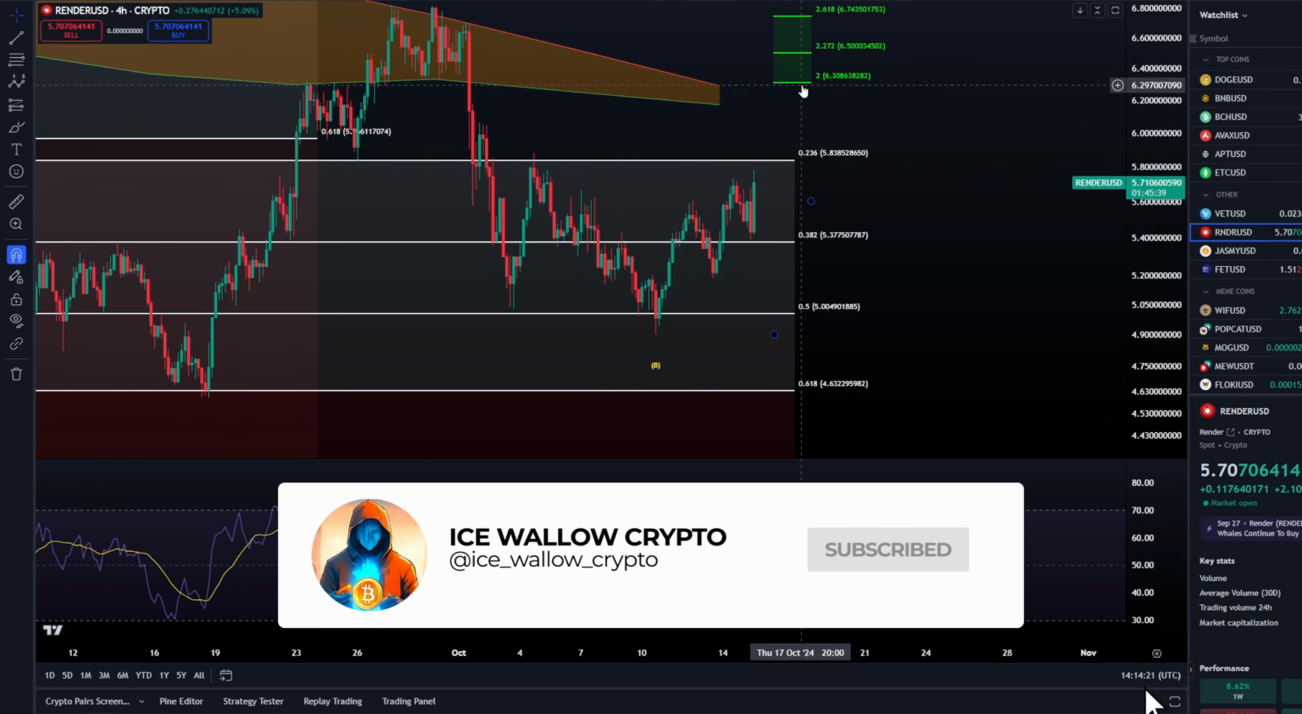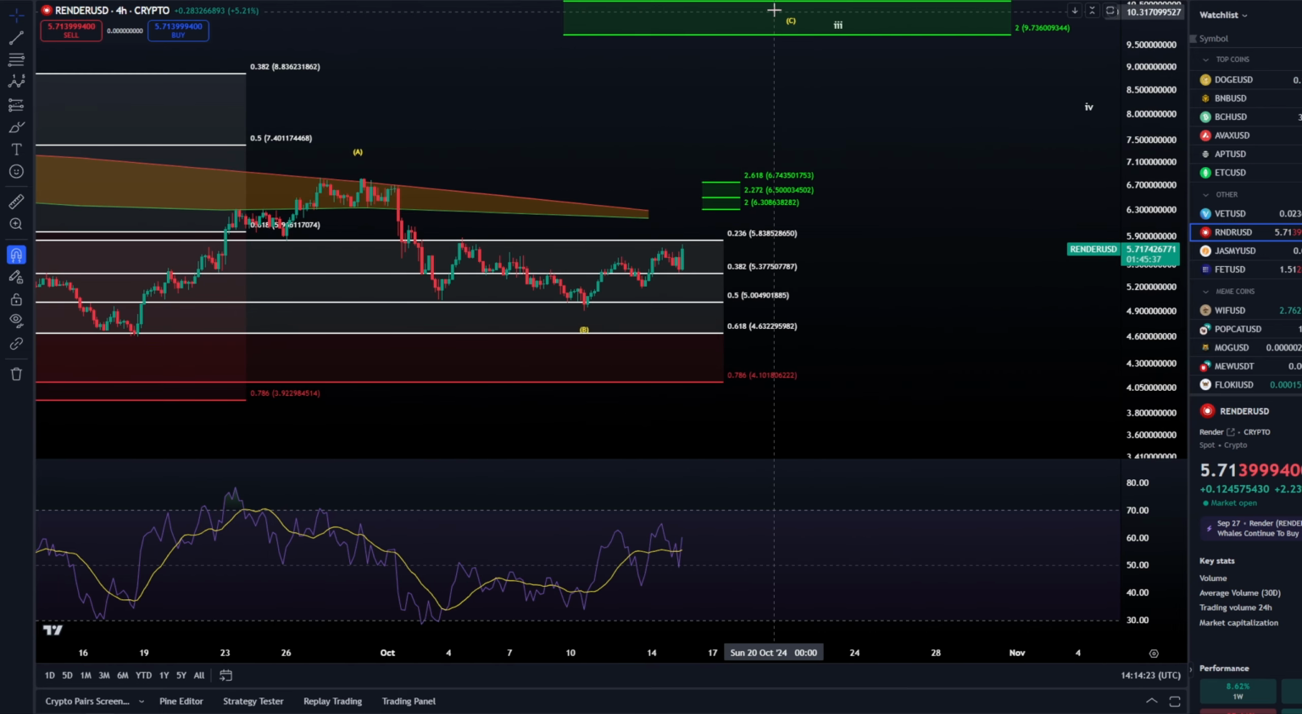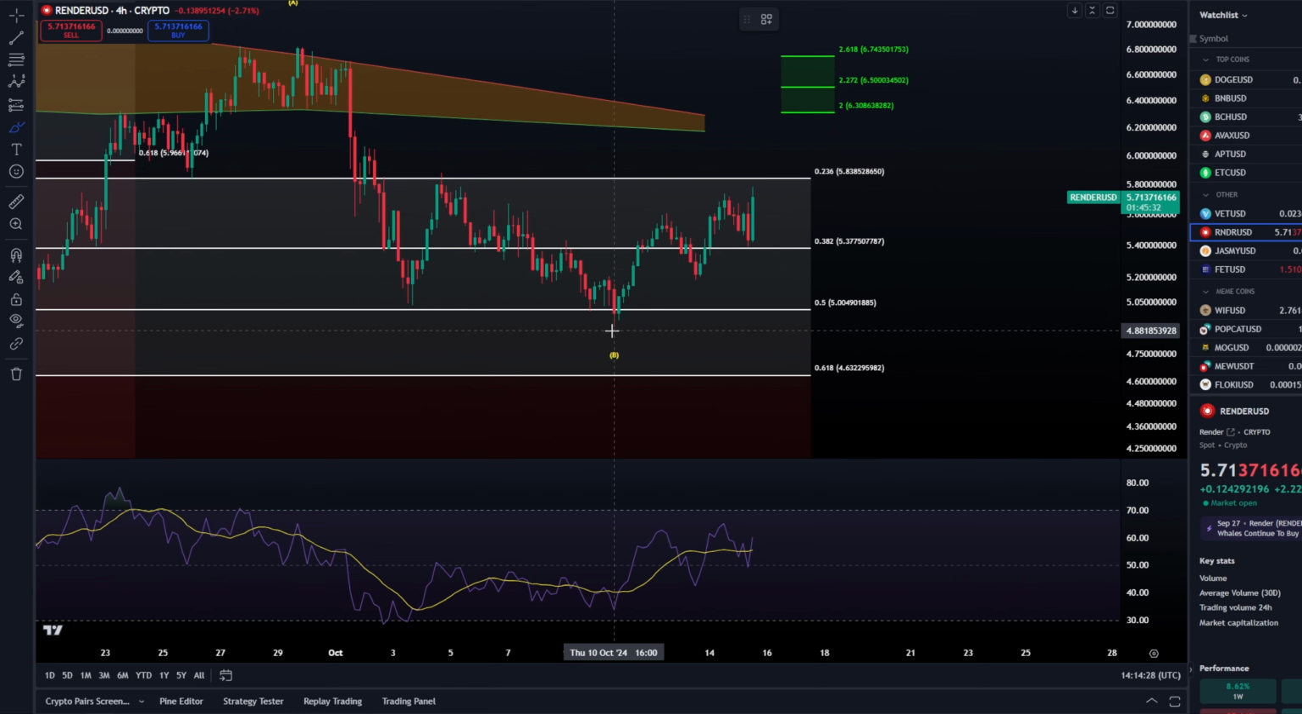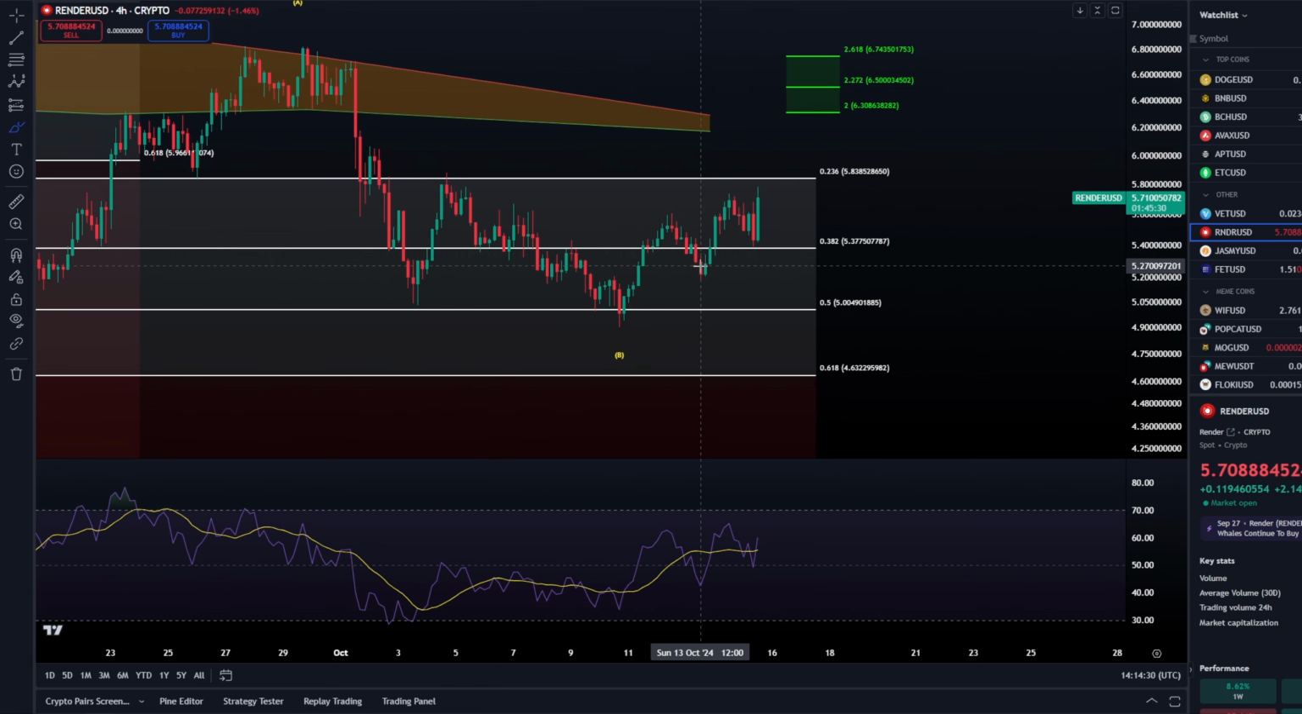So Render is trying to go in the C wave move up right now, which is right here. And we have already formed two waves up. As you can see, we have a 1-2 setup right here. And this could obviously be something entirely different, but for now I think it's a 1-2 setup.